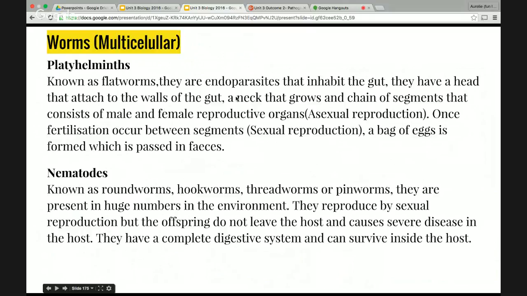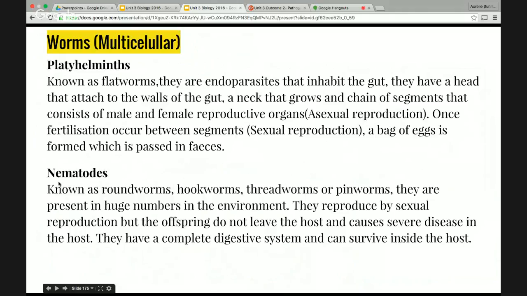They have a neck that grows a chain of segments that consist of the male and female reproductive organs. So basically, it's one worm that's both female and male. So those organs can fertilize each other, and once fertilization occurs between the segments, a bag of eggs is formed, which passes in feces.